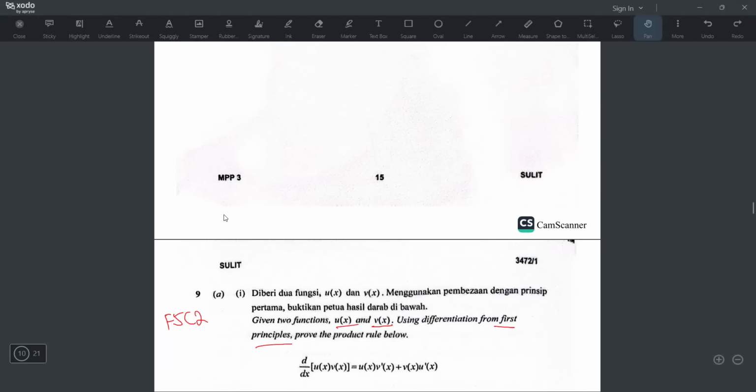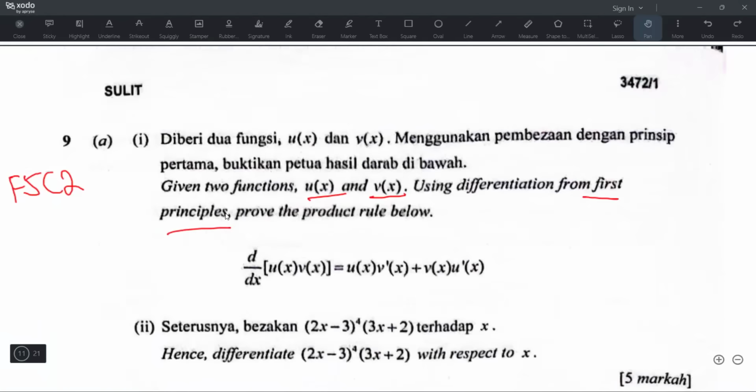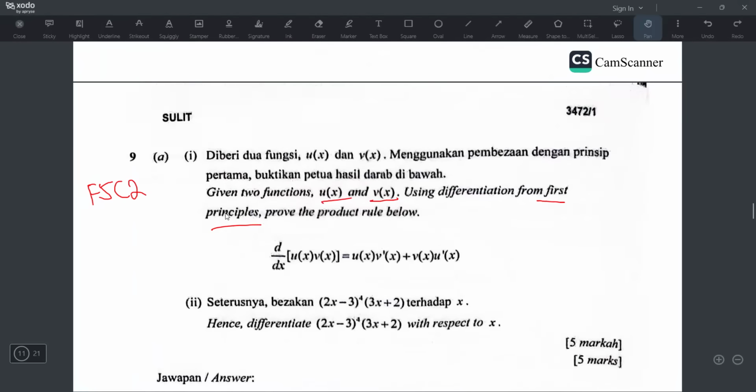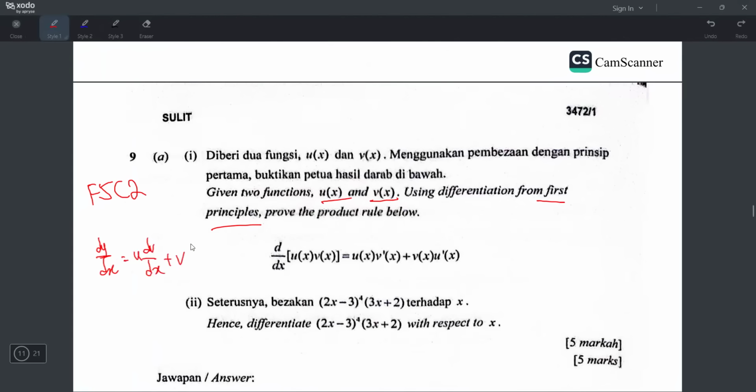When we learn this chapter, we learn about the product rule, right? And the product rule formula actually looks like this: dy/dx equals u dv/dx plus v du/dx. This is the formula we learn, called the product rule. But sir, why is this one very different? Actually it's the same. They just write it a little bit differently.